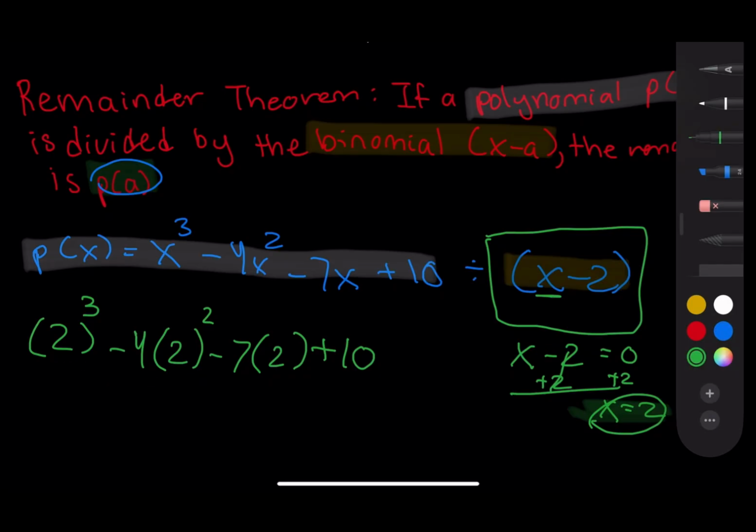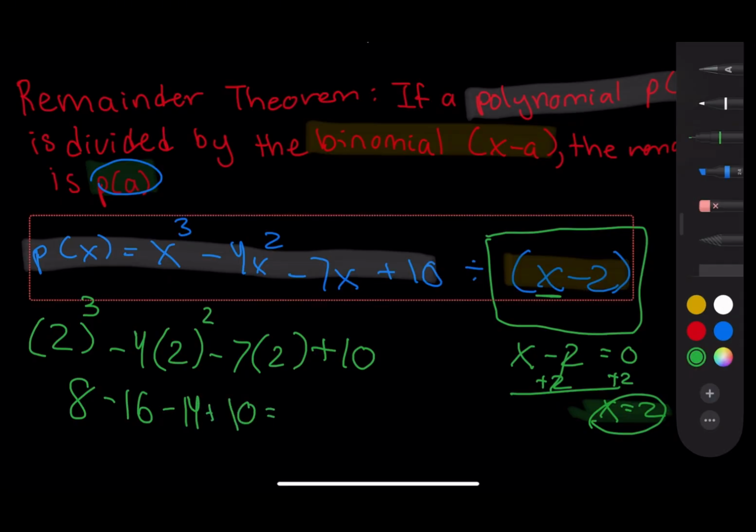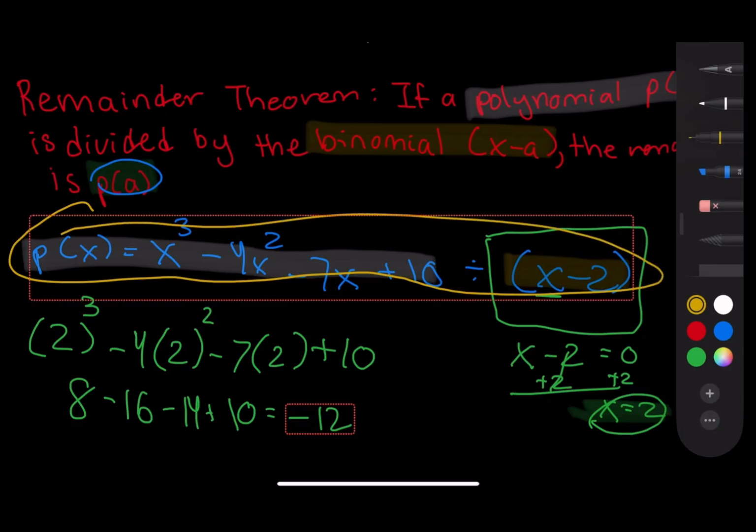I'll just break it down. 2 to the power of 3, so that's 2 times 2, which is 4, times 2 again, which is 8. Then 2 times 2 is 4, times negative 4 is negative 16. Then negative 7 times 2 is negative 14, plus 10. Once you add all of this up, you're going to get negative 12. So this means that once we actually divide this, our remainder is going to be negative 12.